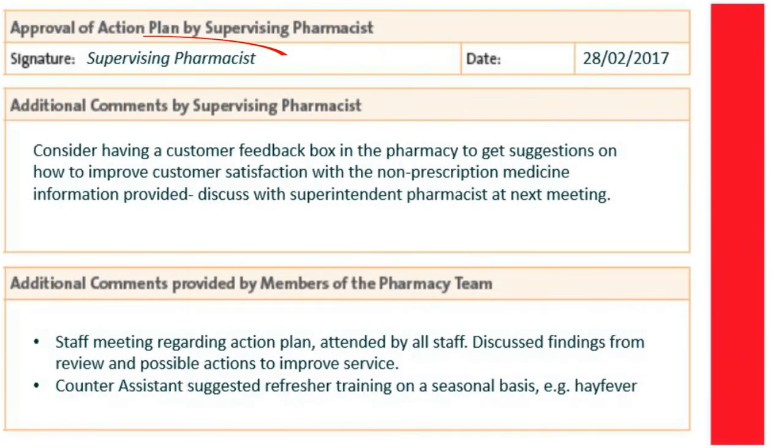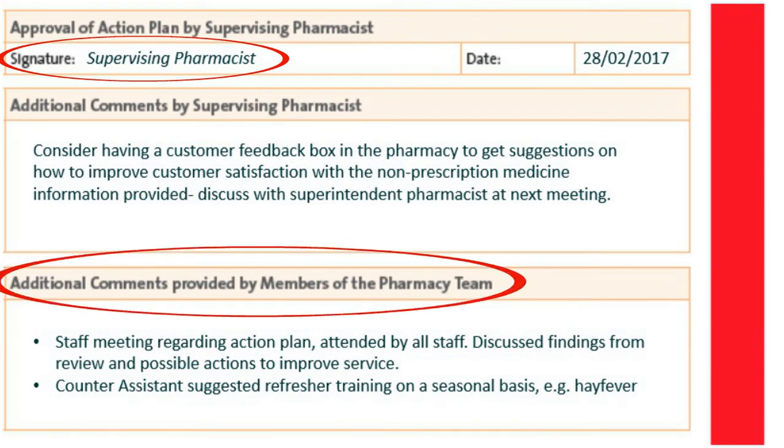The supervising pharmacist must sign off on the action plans for every section. It is important that members of the pharmacy team are also involved. You can record any additional comments in this section. The superintendent pharmacist and the pharmacy owner must also review the completed assessment and approve the action plans.